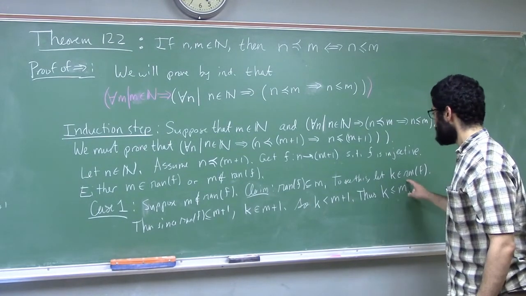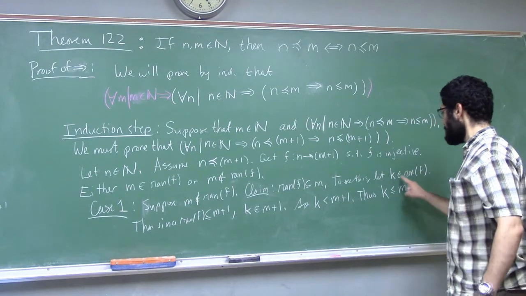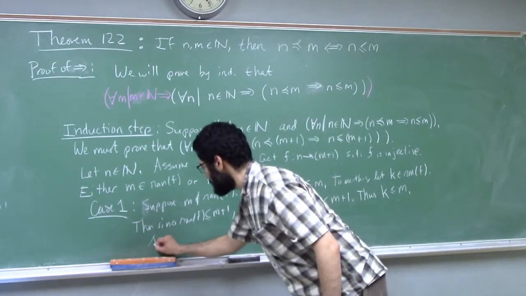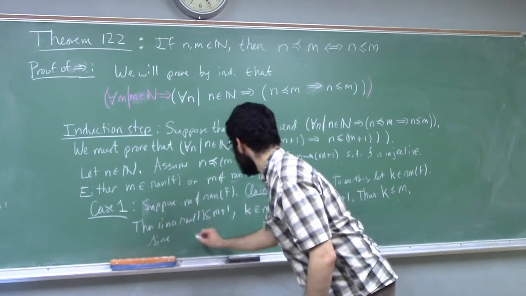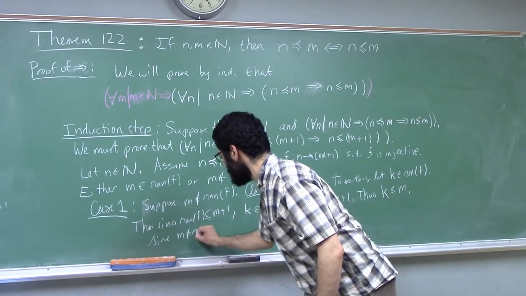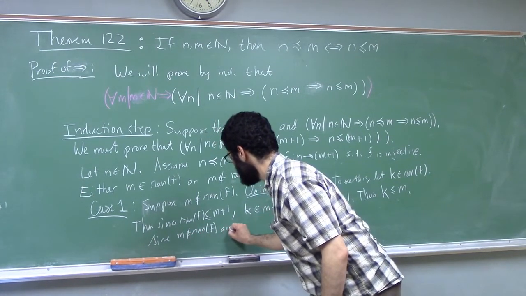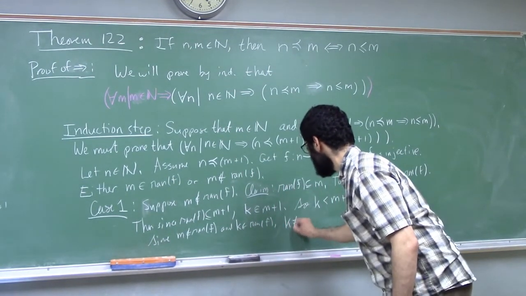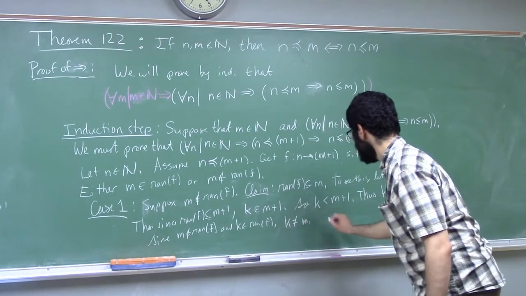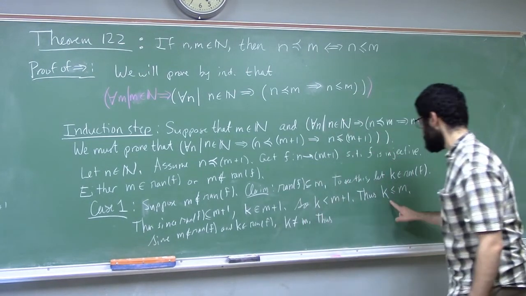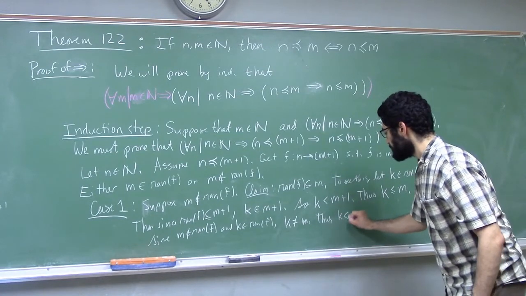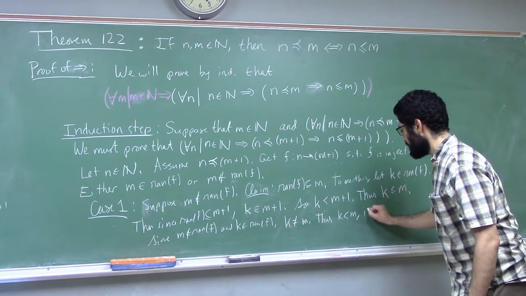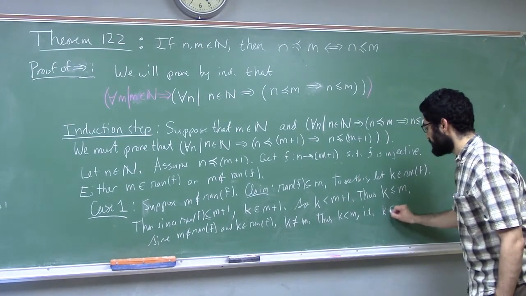One way to think about it is, if k were m, then I would have that m is in the range of f, and m is not in the range of f, which would be a contradiction. So let me frame it like this. Since m is not in the range of f, and k is in the range of f, k is not m. Thus, since k is less than or equal to m and k is not m, k is less than m. That is, k is in m.